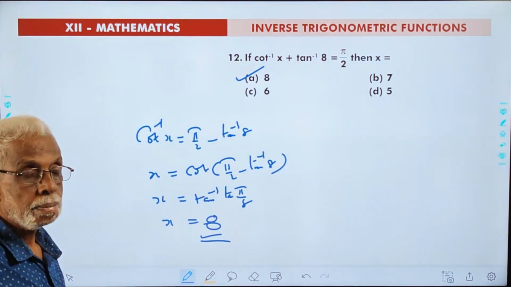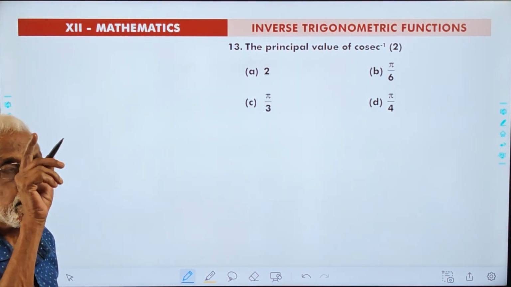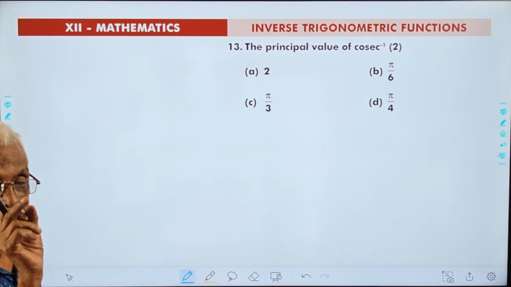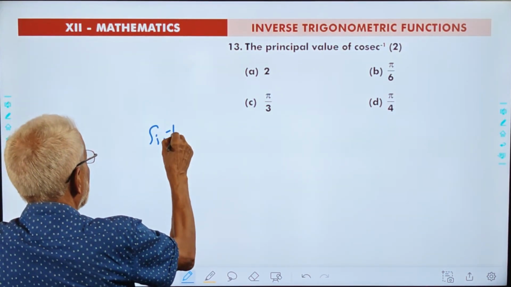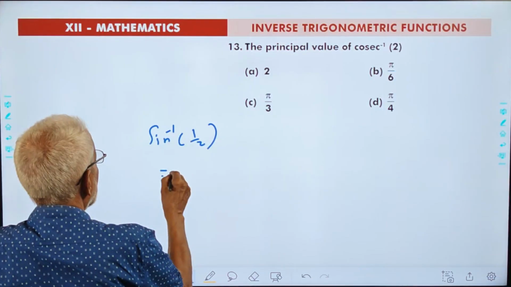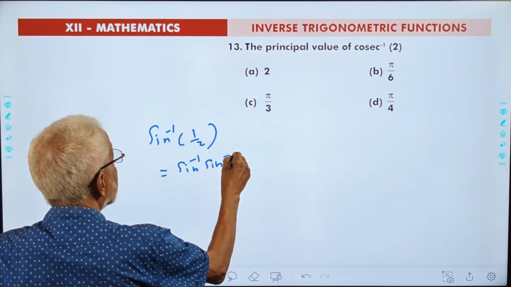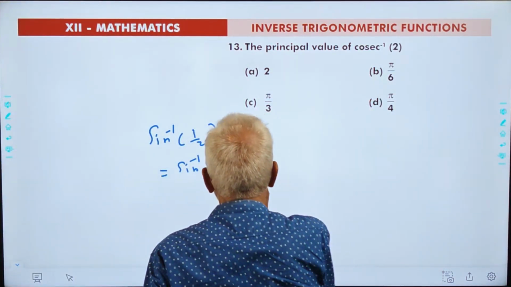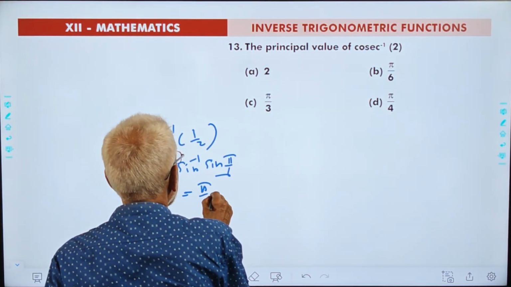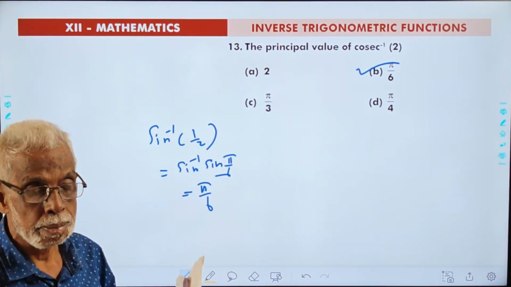A choice. The principal value of cosecant inverse x. You know the reciprocal relation: cosecant inverse x is equal to sin inverse 1 by x. Therefore, the given expression is sin inverse 1 by 2, and sin inverse 1 by 2 is sin inverse sin pi by 6. Since sin inverse sin theta is theta, sin inverse sin pi by 6 is pi by 6. The correct answer is pi by 6.